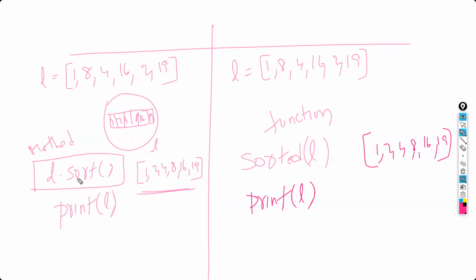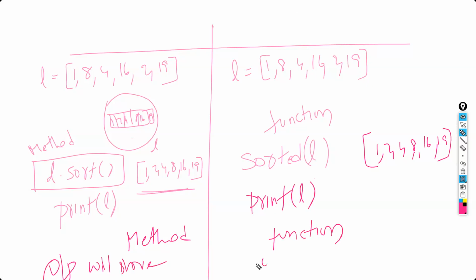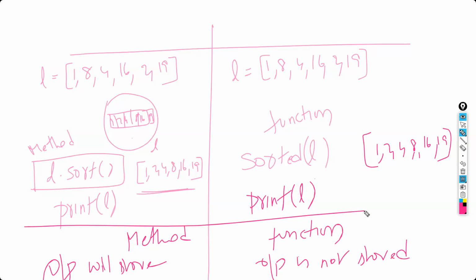One will store automatically, the other will not store. This is a method, this is a function. What is the difference? Method: the output will be stored automatically after execution. Function: output is not stored. Those are the two differences between both of them. And that is the interview question. What is the difference between these two?